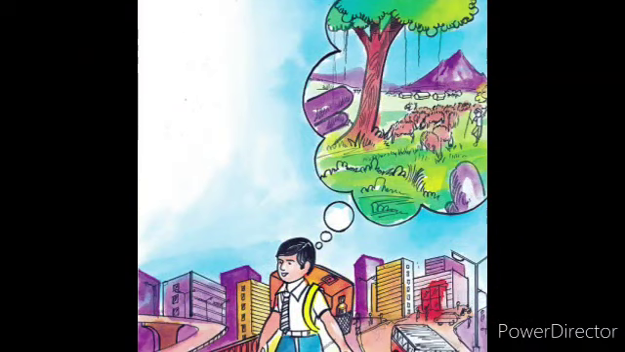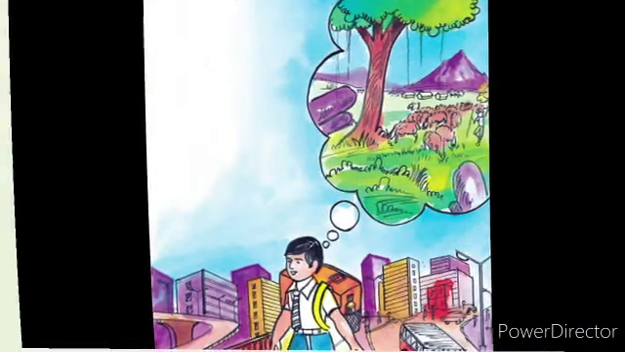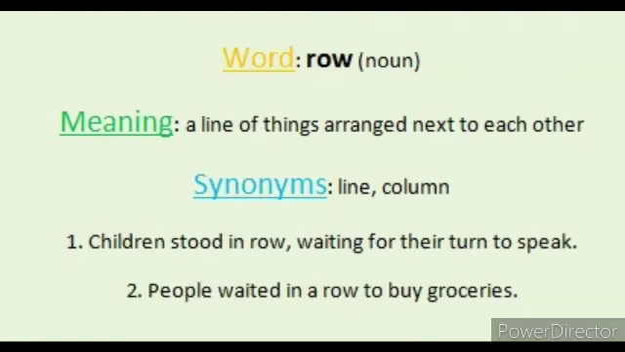Children, let's now identify the rhyming words in this stanza. They are row, go, here, near. Well, let us now look at the new words. Row. Row means a line of things arranged next to each other. Synonyms: line, column.